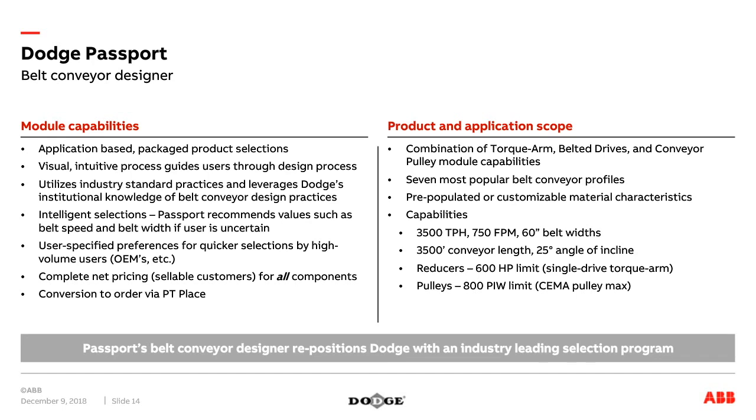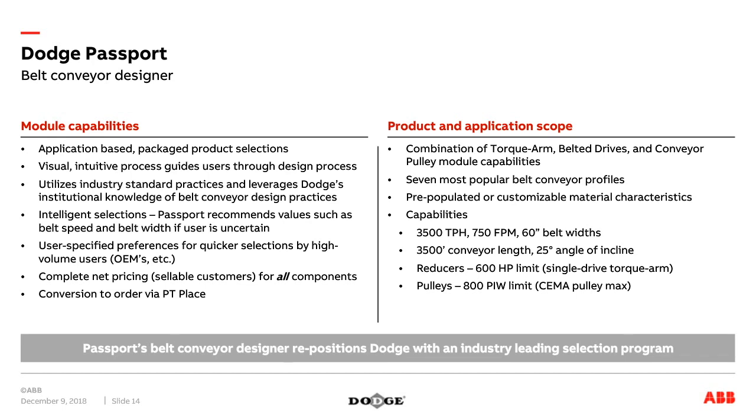For direct customers, or sellable customers, you can get complete net pricing for all components and convert your quote into an order on PT place. The scope of this includes, as I mentioned, gearboxes, belt drives, conveyor pulleys that include mounted bearings and shafting, and also motors as well. It's going to include 7 different belt conveyor profiles that are the most popular.